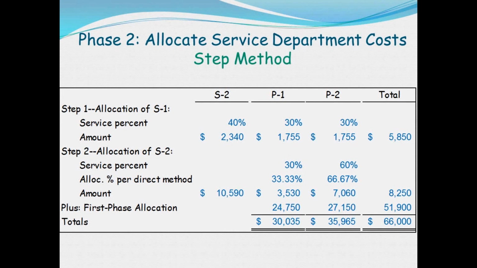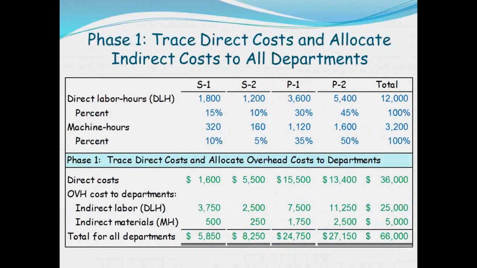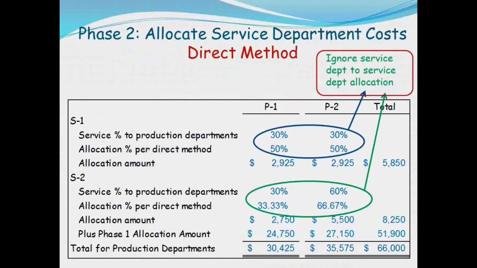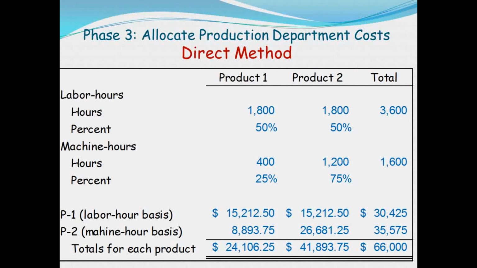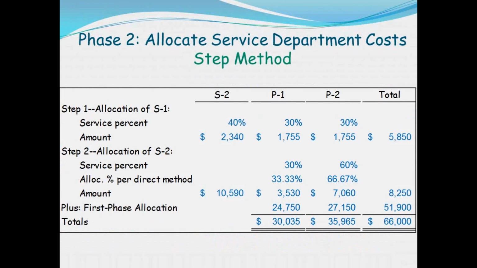So again, you've allocated everything. You have 66,000 in total cost. You haven't lost anything. A different number. I forget what the first one was. 24, 30. Or 30,000, 36,000. Almost exactly the same. Not much difference.